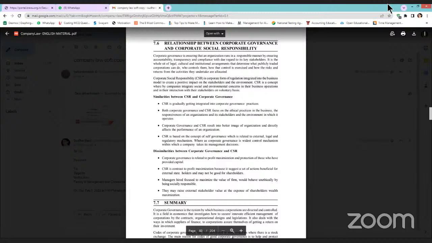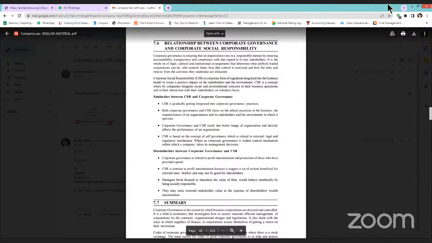The next one is that CSR is based on the concept of self-governance, which is related to external legal and regulatory mechanisms, whereas corporate governance is the widest control mechanism within which a company takes its management service. Corporate governance also works under all these mechanisms. Observing all these, the management has to take the decisions. So these are the common similarities between CSR and corporate governance.